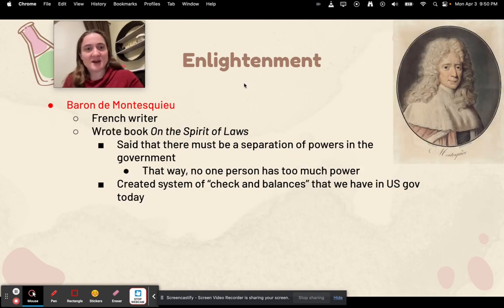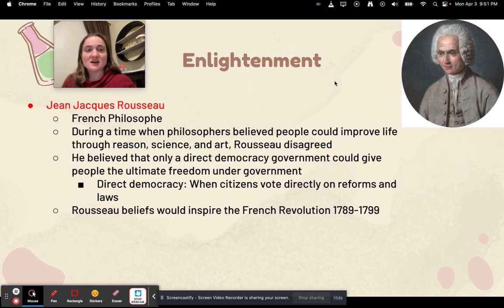All right, next is Baron de Montesquieu, another French guy. He was a French writer. He wrote a book called On the Spirit of Laws. He said that there must be a separation of powers in the government. He did not want one single person to have too much power. And his ideas would go on to be known as checks and balances, which we have today in the US government.